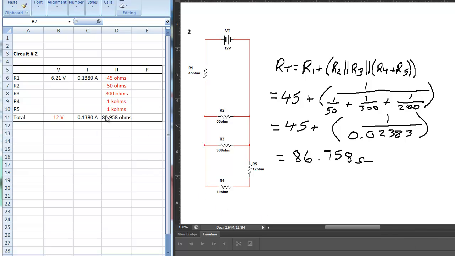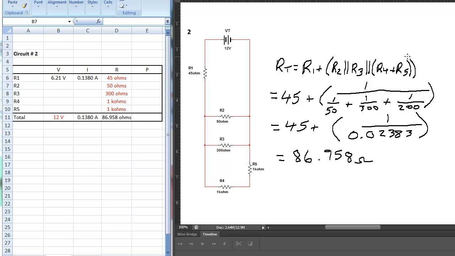Okay, so I've just filled in what I had just described. So we calculated RT, therefore we can find IT. Once we have IT, we can see that I1 is in series with the whole rest of the circuit. You can see it here on this section of the formula. So once we have that, we can calculate V1. Now 12 minus 6.21 leaves us with 5.79 volts left over for the entire rest of the circuit.